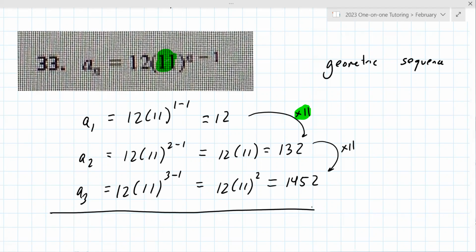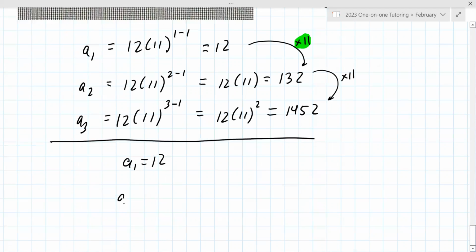So A1 is going to be 12. Okay. And then an equals an minus 1, and then times 11. Yeah, so your book would show it as 11 times an minus 1 as a preference.